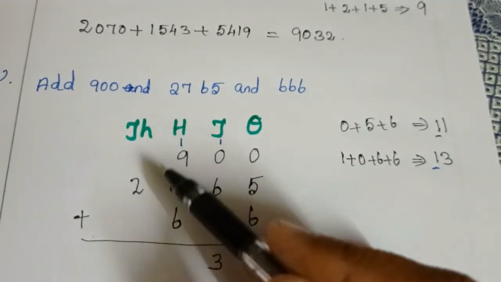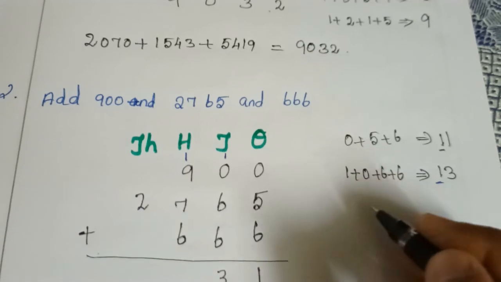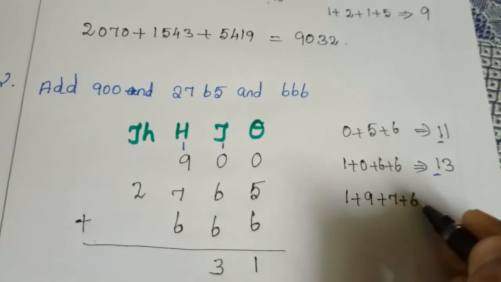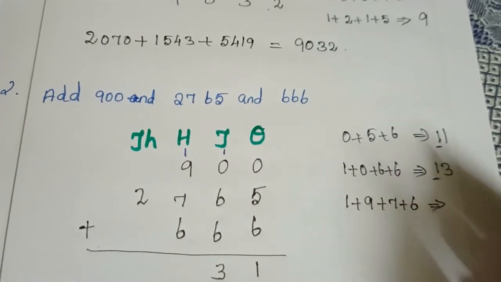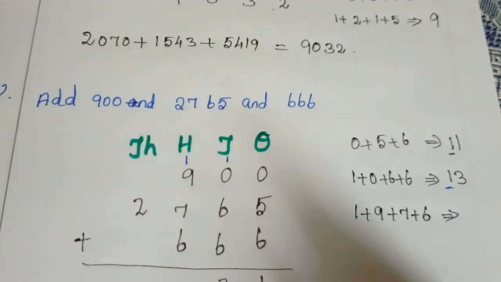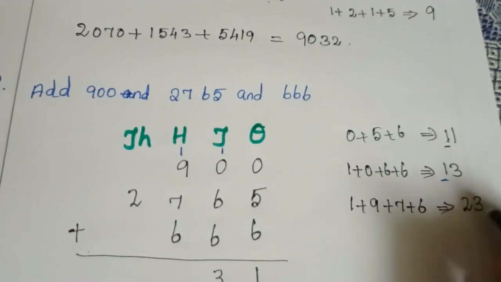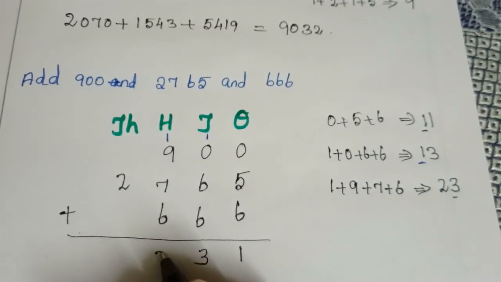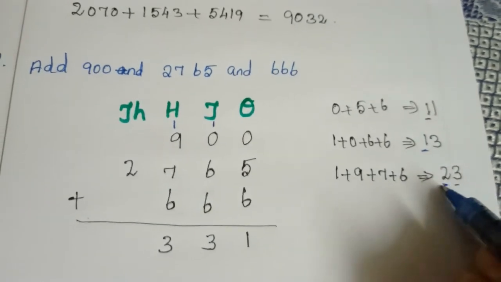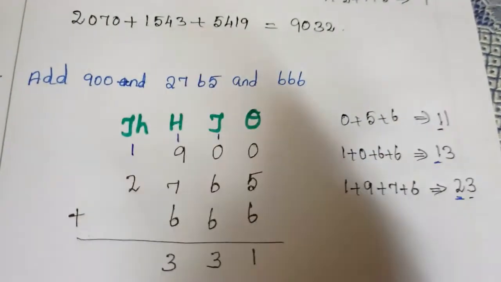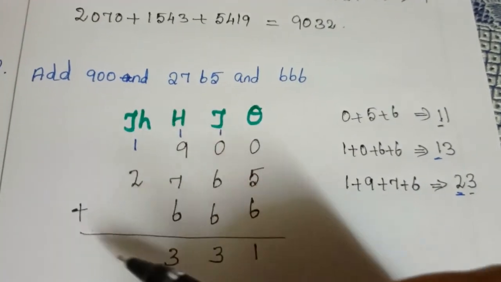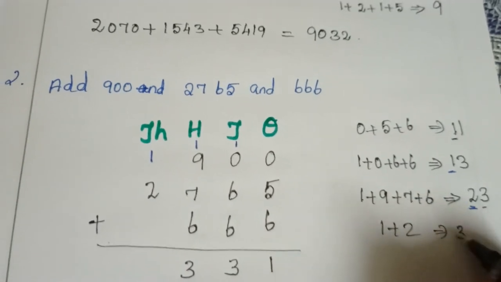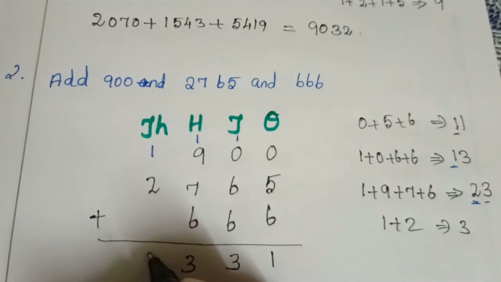Now the next step, you have to add the values in the 100 place, that is 1 plus 9 plus 7 plus 6, which gives us 23. So you have to write 3 in the 100 place and carry over the 2 to the 1000 place. And the last step, you have to add the values in the 1000 place, that is 1 plus 2, which gives us 3. Now write this 3 in the 1000 place.